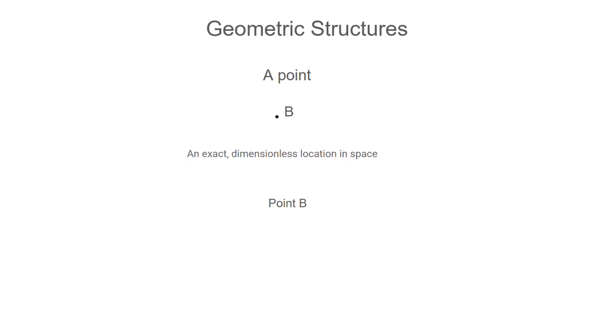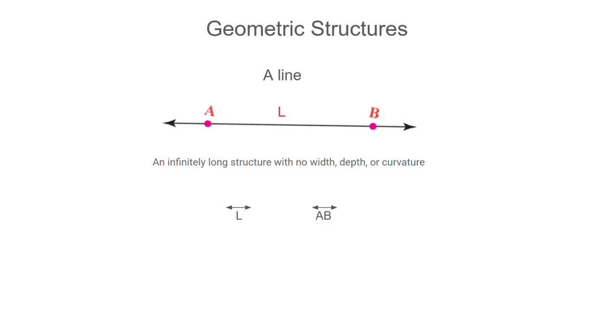To name or write a point, we just write point and then the letter that represents it, for example, point B here. Next, a line, which is an infinitely long structure with no width, depth, or curvature. Basically, it extends forever, but only in two directions. And to name one, we use the symbol with arrows on top above either the line's letter or two letters of the points that are on the line. This works because every set of 2 points defines exactly one line, which is the line that passes through them both.